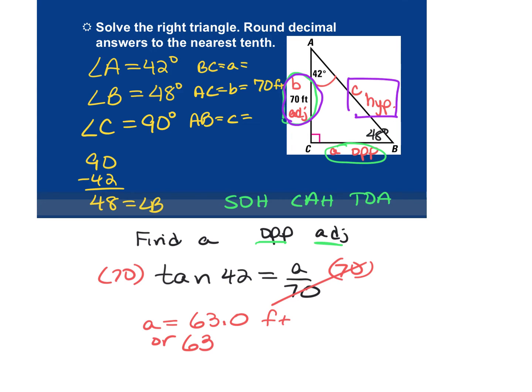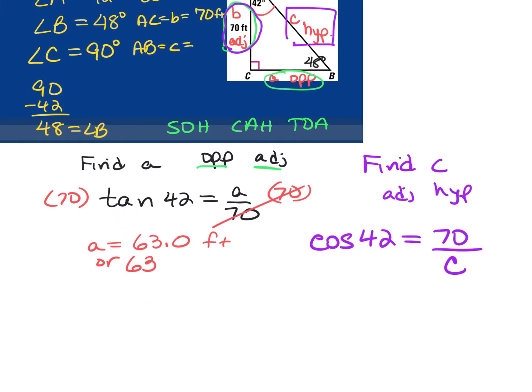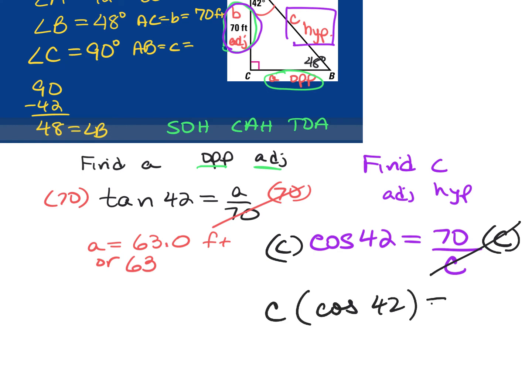So I'm looking for which trig ratio to find little c is going to have adjacent and hypotenuse. And I can see that that's going to be cosine. So I'm going to be doing cosine of 42 is equal to adjacent over hypotenuse. This time my variable's in the denominator. I need to get that variable out of the bottom. So I'm going to multiply both sides by c. And now I have c times the cosine of 42 is equal to 70.